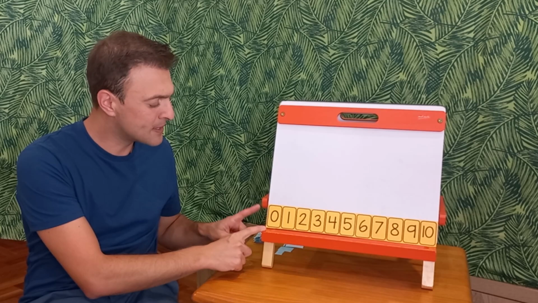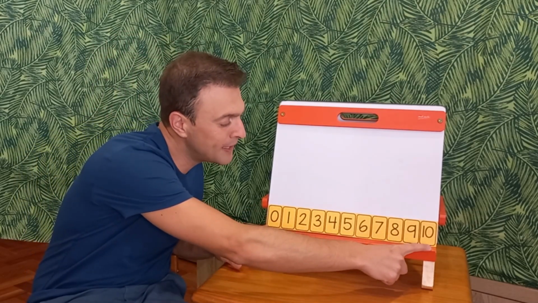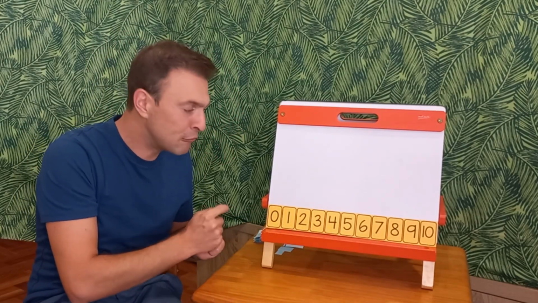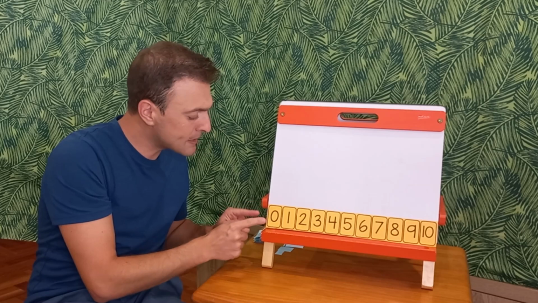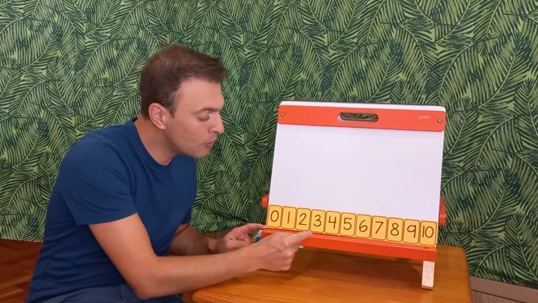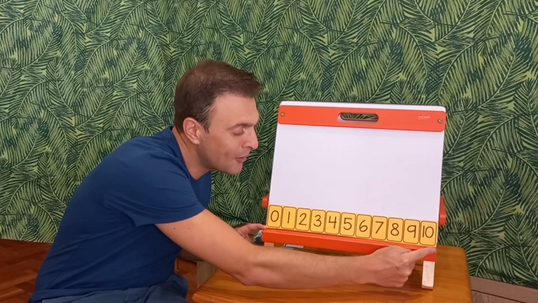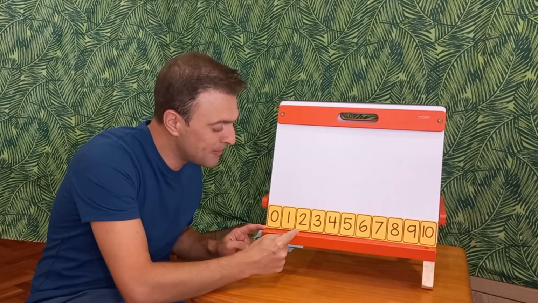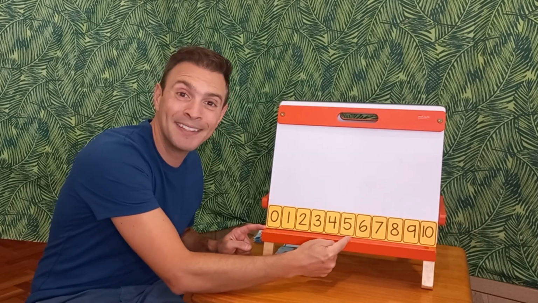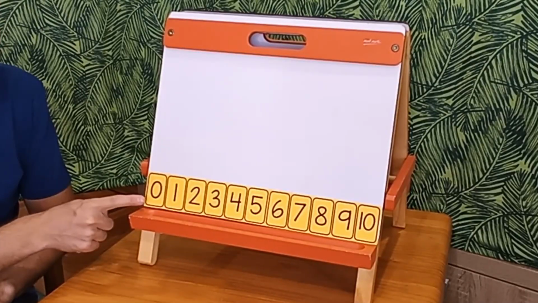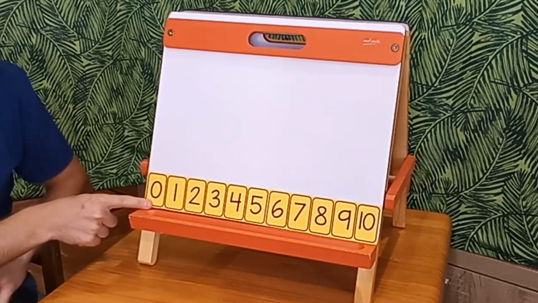Well, have a look at my board. I have the numbers from 0 to 10 over here. Do you notice that they're written in order with the smallest number on this side moving all the way to the biggest number on this side? And each number gets bigger by 1. Have a look. We start with 0, which represents no objects.